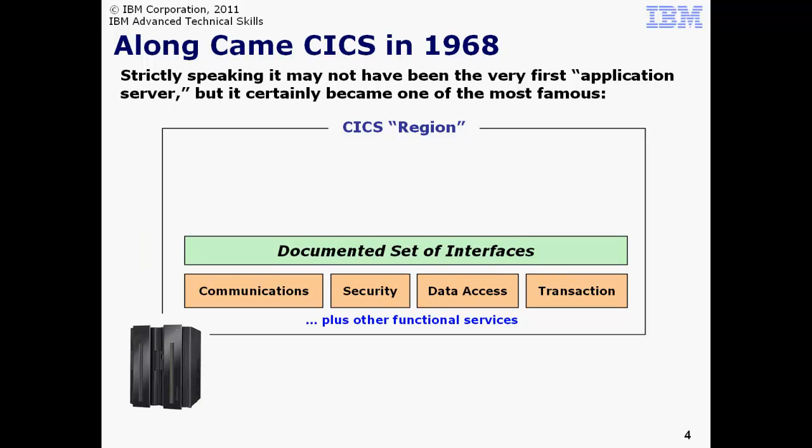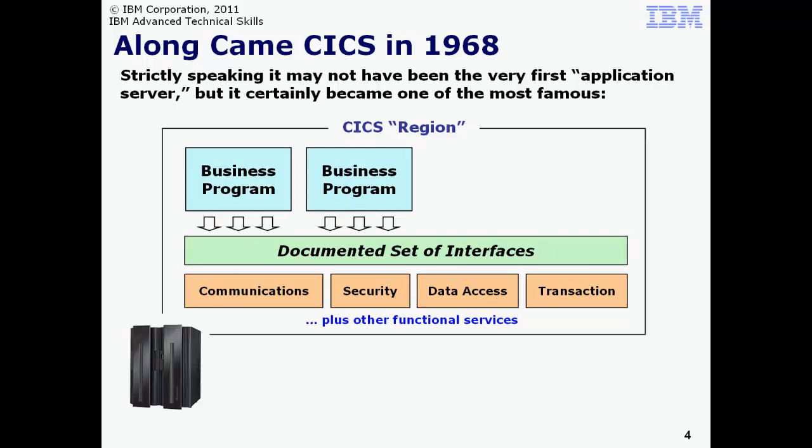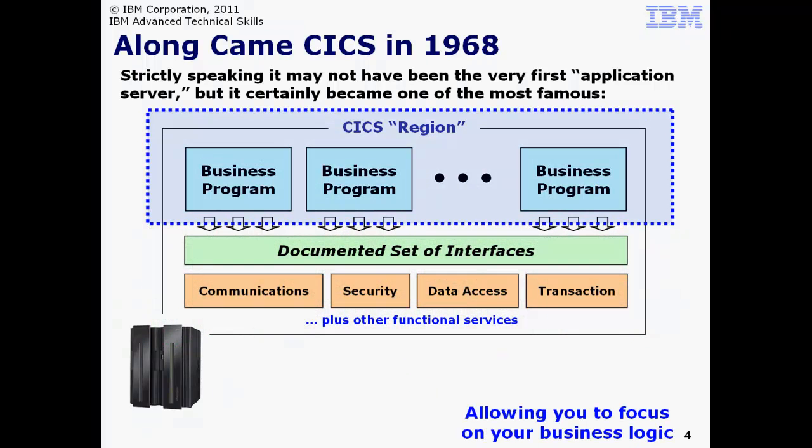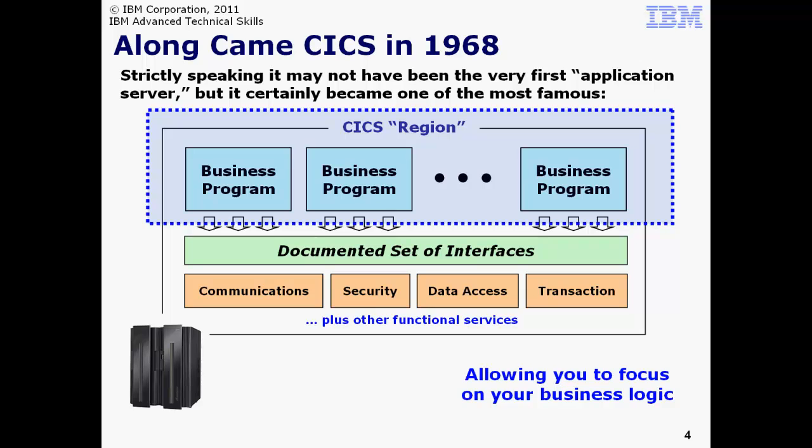What CICS provided was a very organized and well-documented set of interfaces to the common functions supplied with CICS. Program developers no longer needed to reinvent the same code time and again. CICS provided it, and developers didn't need to guess at what the code expected or what it returned, because those interfaces were clearly documented. IBM supplied and supported the common service infrastructure and provided documented interfaces to those functions. This allowed the business developers to focus on the core business issues.